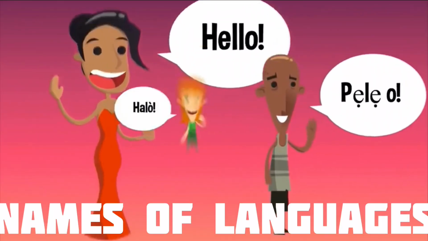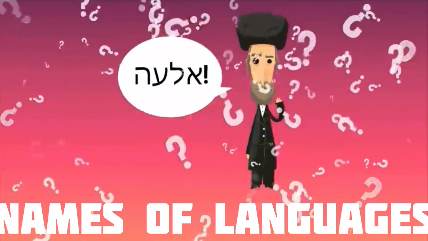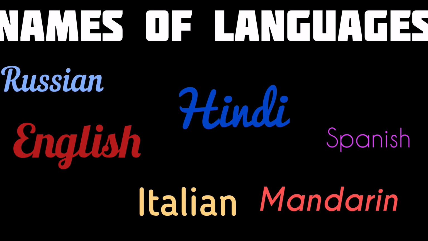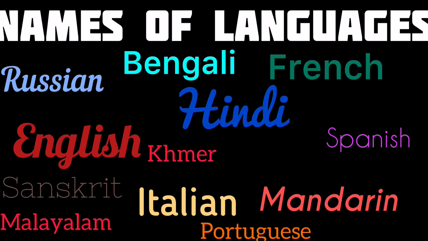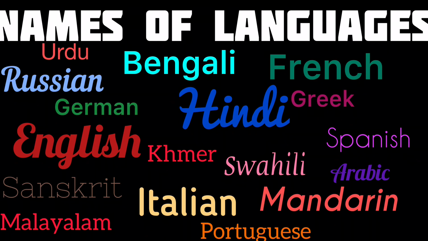Did you know there are more than 6,000 languages which are spoken in the world today? Whenever we write the names of these languages, we capitalize it too. For example, English, Hindi, and French.